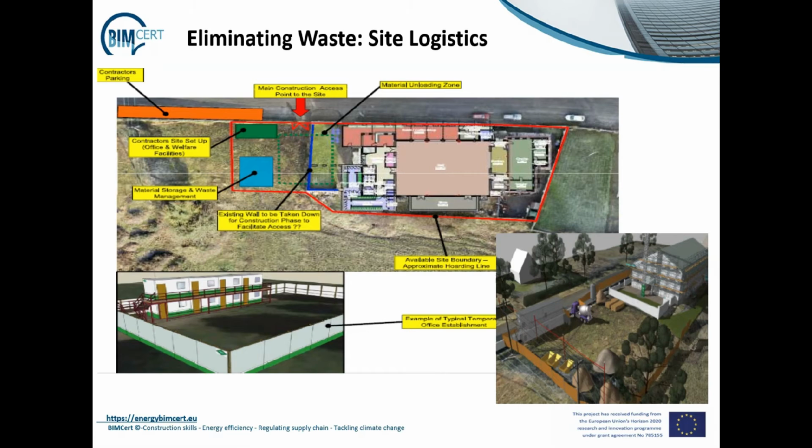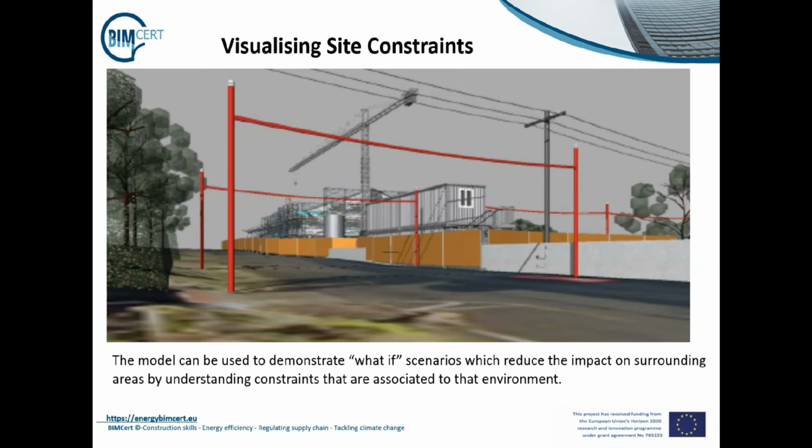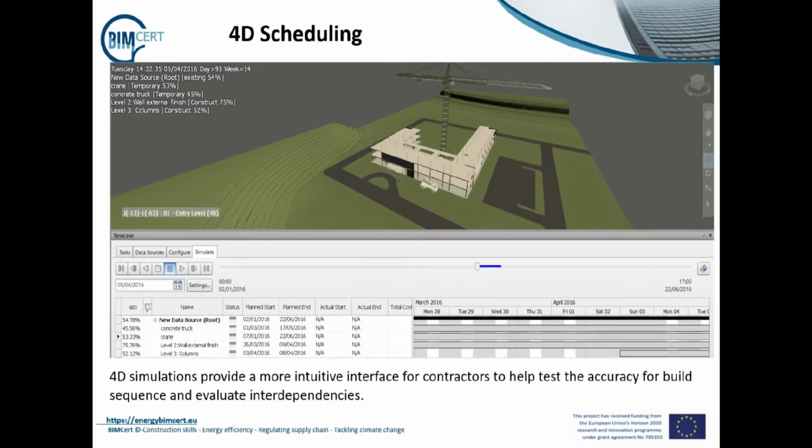The federated model can be used to understand potential site logistics, such as the best place to set up the site compound, access routes of least impact, material storage, or to highlight potential red flag areas. The federated model can also be used to help with visualizing site constraints. The model can be used to demonstrate what-if scenarios, which will reduce the impact in surrounding areas by understanding constraints that are associated to that environment.